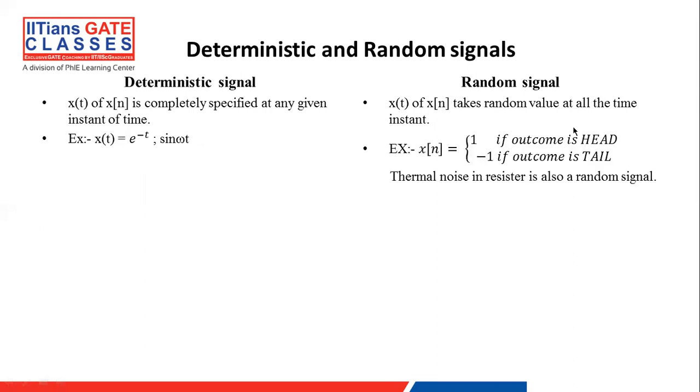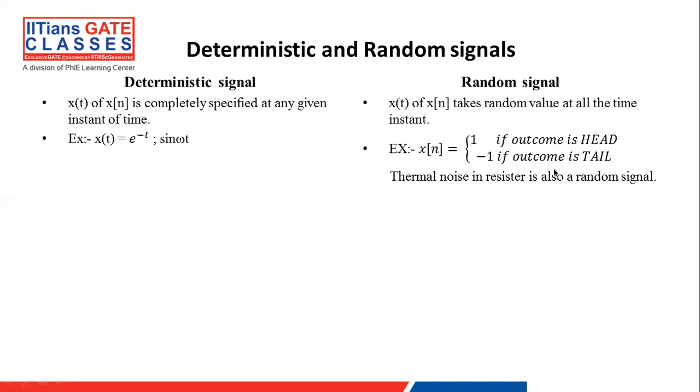For example, let's say I'm plotting xn, and xn is given as 1 or minus 1. Let's say we are tossing a coin. If its outcome is head, then it's 1, and if its outcome is tail, then it's minus 1. So here again you see it's not deterministic, it's random. For 50% of the time it can be 1, and 50% of the time it can be minus 1.